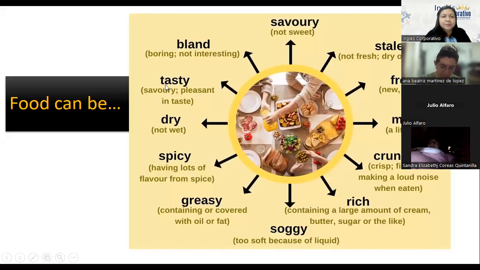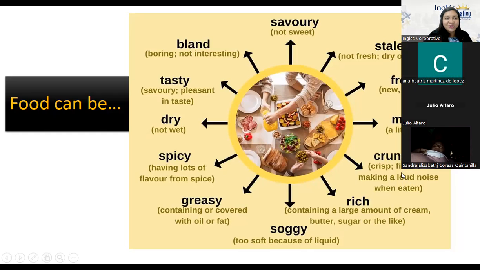Okay. Very good. We have more examples here. Food can be bland, like bland, boring, not interesting. It can be savory, which means not sweet, but savory. Stale, not fresh, dry, or hardened. The food can be fresh, can be moist, a little wet, like tres leches. Crunchy, I think you understand that. You can hear the crunch, like potato chips.